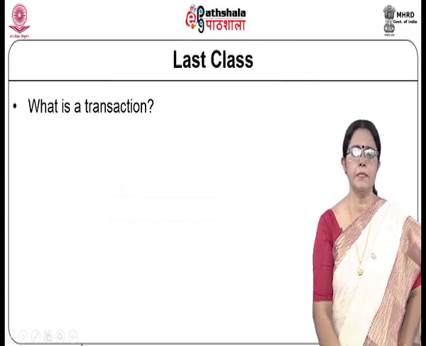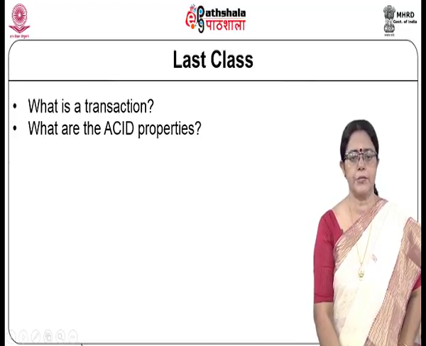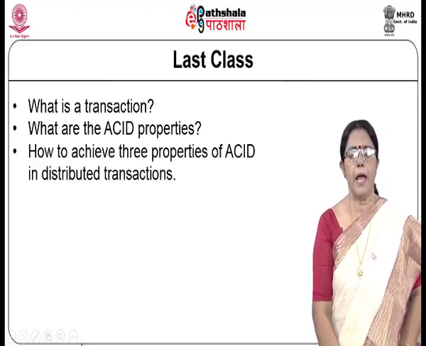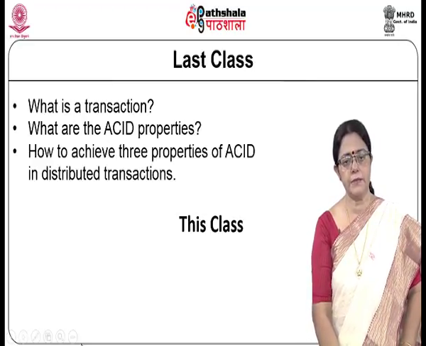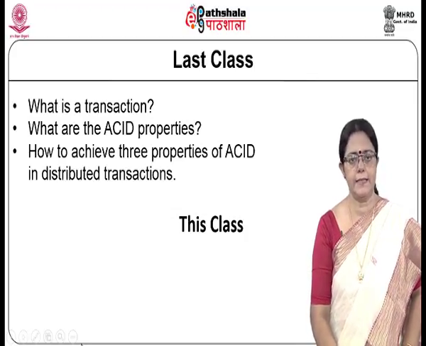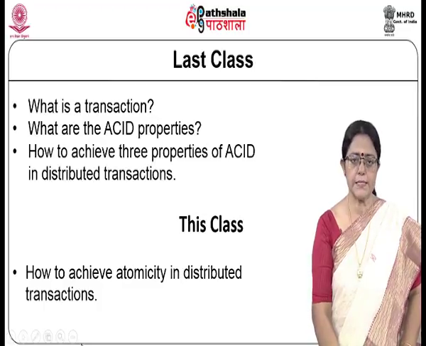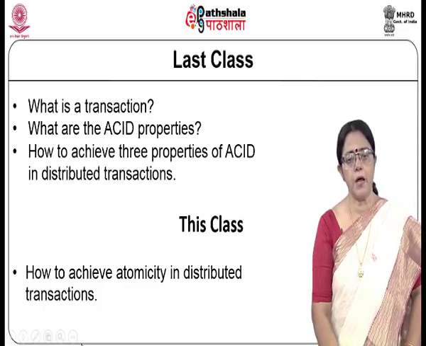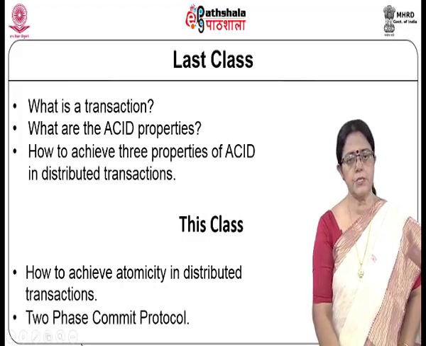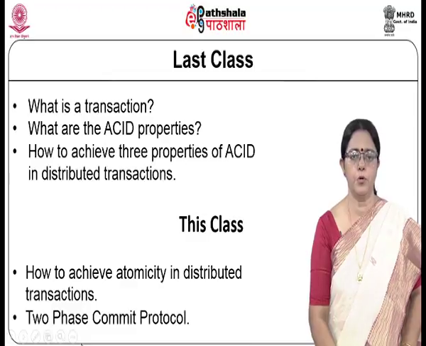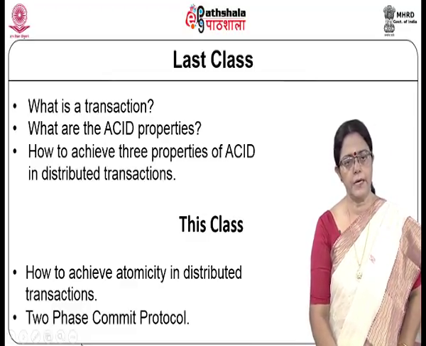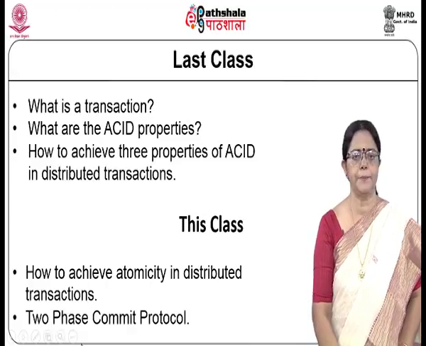In the last class we saw what a transaction is and we looked at the ACID properties of a transaction, and we saw how to achieve three of the ACID properties. We were left with atomicity in the last class. So, in today's class we will look at how to achieve atomicity in distributed transactions using a specific protocol known as the two-phase commit protocol, or in short 2PC.